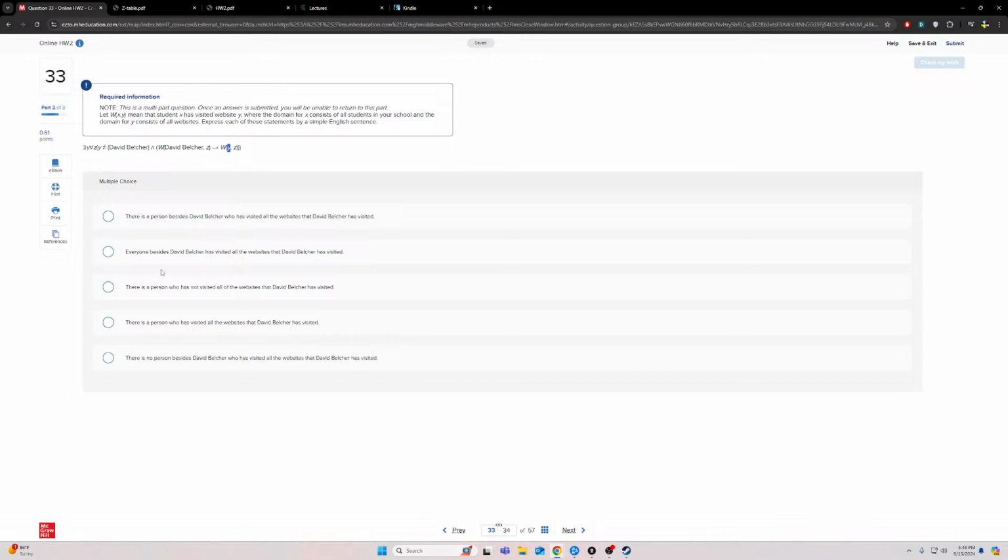So it's not using an if-then statement for this. Because this one is saying if there's a student that's not David Belcher and David Belcher has visited every website. No. I got the parentheses wrong. If there exists a student that is not David Belcher, and if David Belcher has visited every website, there exists a student who has visited every website.